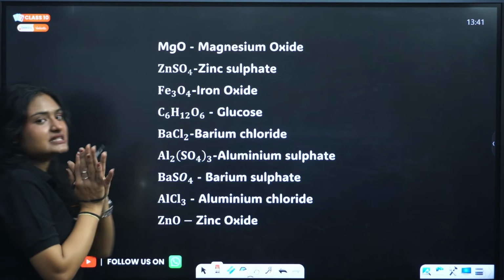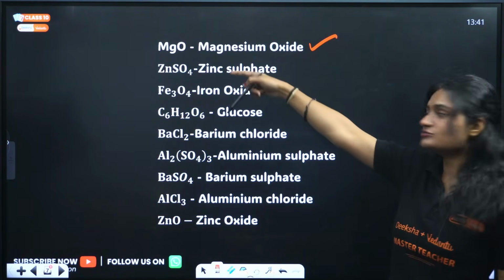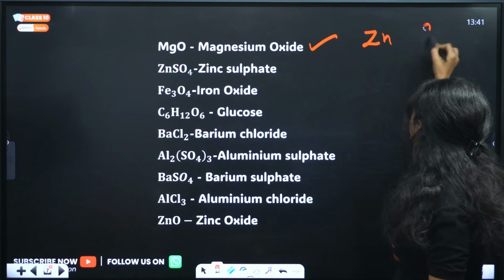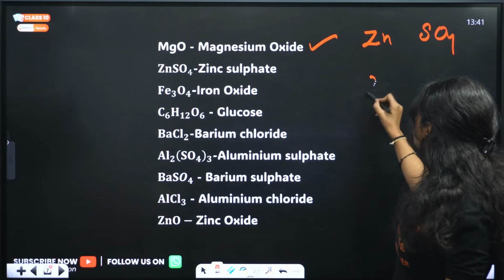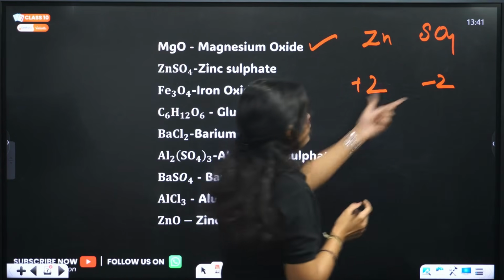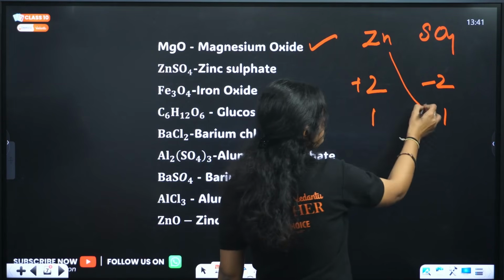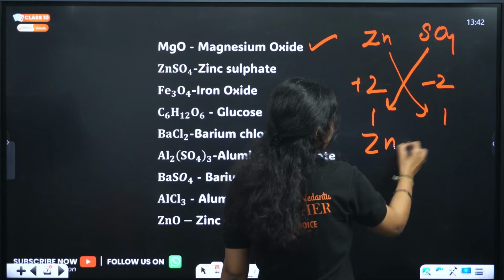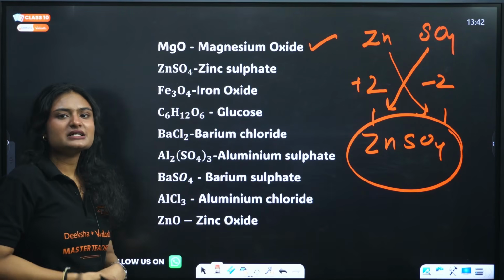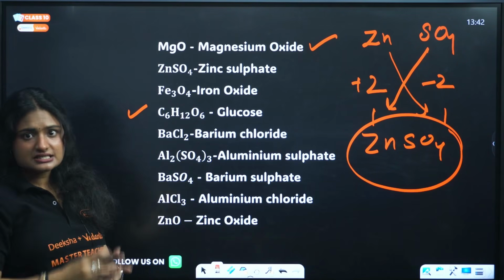Now let's discuss all the formulas starting from chapter 1. Magnesium oxide, MgO. Zinc sulfate. See again, how do you write the formula? Zinc and then you have sulfate, right? Zinc has a valency of 2. Sulfate has a valency of 2, right? Both are common, both are 2. So instead of writing 2, you can write 1, 1. If you take the 2 common and then cross multiply it, that's how you get the formula ZnSO4. Then you have iron oxide, the formula is Fe2O3. Glucose, C6H12O6, very important for photosynthesis as well as respiration.